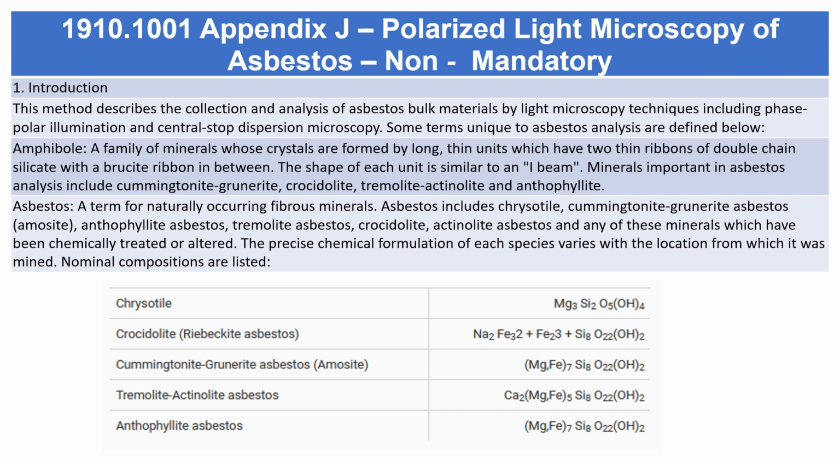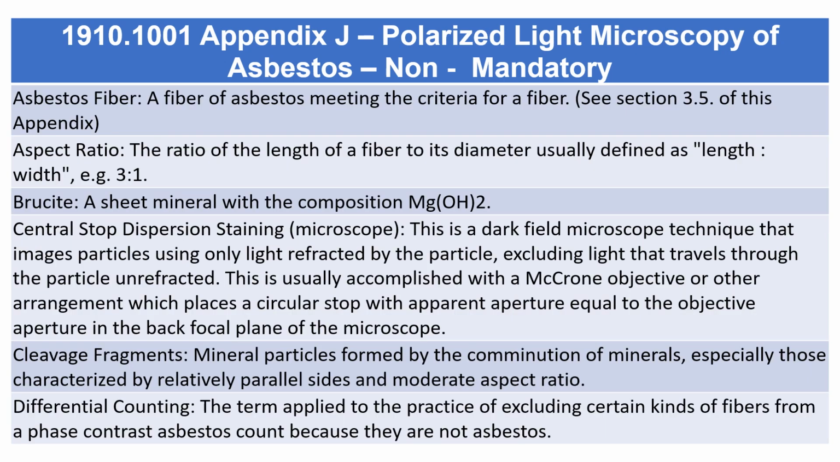Minerals important in asbestos analysis include cummingtonite-grunerite, crocidolite, tremolite-actinolite, and anthophyllite. Asbestos: a term for naturally occurring fibrous minerals. Asbestos includes chrysotile, cummingtonite-grunerite asbestos, amosite, anthophyllite asbestos, tremolite asbestos, crocidolite, actinolite asbestos, and any of these minerals which have been chemically treated or altered. The precise chemical formulation of each species varies with the location from which it was mined. Nominal compositions are listed. Asbestos fiber: a fiber of asbestos meeting the criteria for a fiber. See Section 3.5 of this appendix.